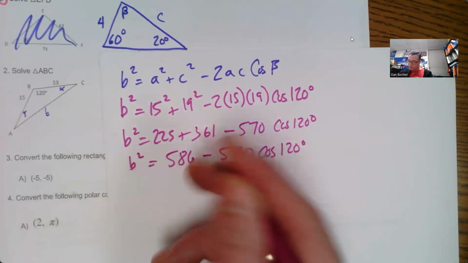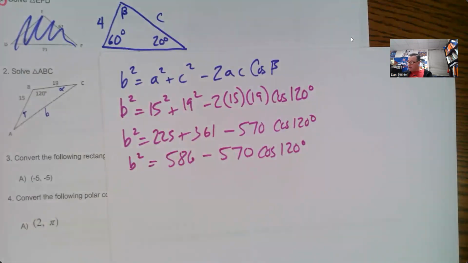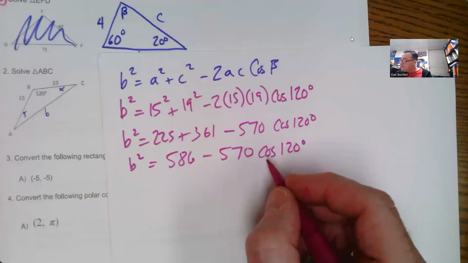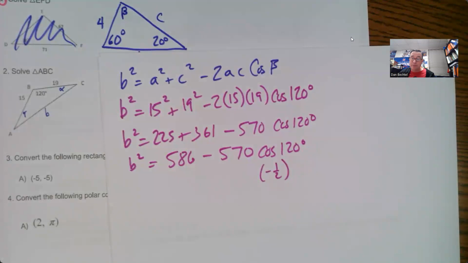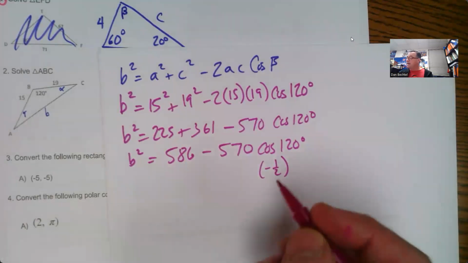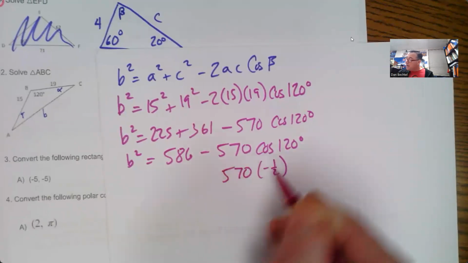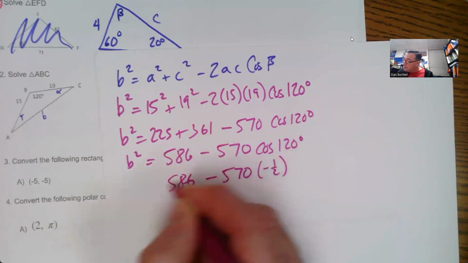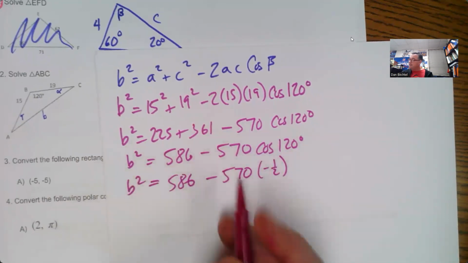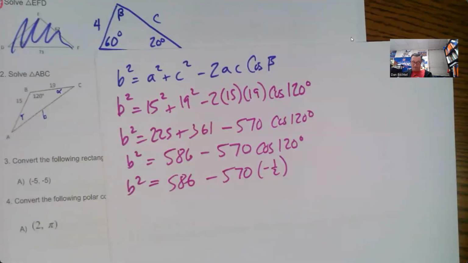Okay. So here's what I'm going to do. Right now, cosine of 120 is on the unit circle, and it's fine that that's on the unit circle. You are going to get negative a half for this one. Trust me, plugging it into your calculator is going to make life a lot easier because you're going to have to take the square root of it, but it's nice to kind of know that that's the case because it does mean that we're going to have a negative and a negative here. So b squared is going to equal 586 minus 570 times negative 1/2.